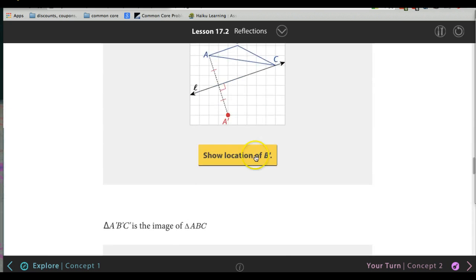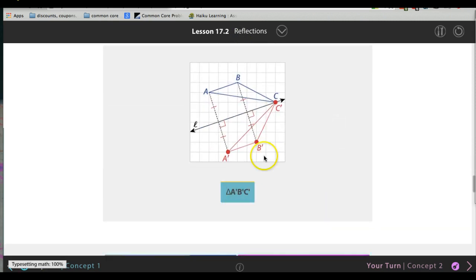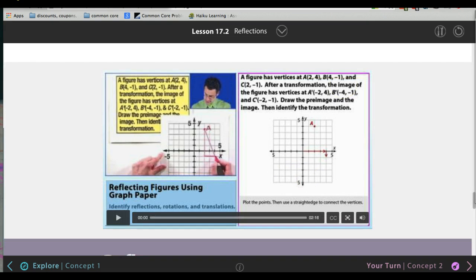So same thing, you can go ahead and do that. Show location of B, same thing. You draw a 90-degree angle here. I mean, this line forms a 90-degree angle with the other line, right? And then you gotta measure the length, this and that, and it's right there. Anyhow, when you draw it, the triangle looks like this. As you can see, the red triangle is a reflection of the blue triangle.